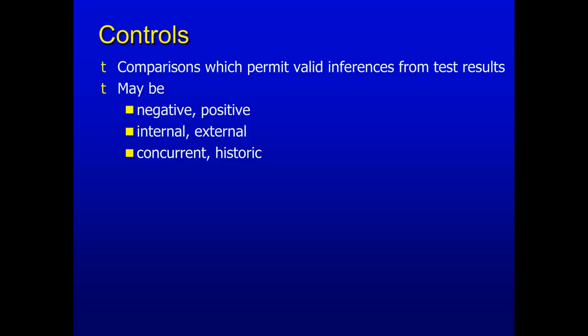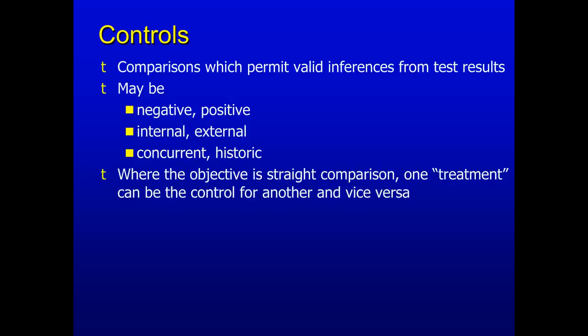External ones are the typical ones where you do comparisons of groups of biological material. When you're doing a straight comparison, however, you don't need separate vehicle or sham-operated controls. One experimental treatment can be the control for the other, and vice versa, provided that is the objective, just comparing the two.